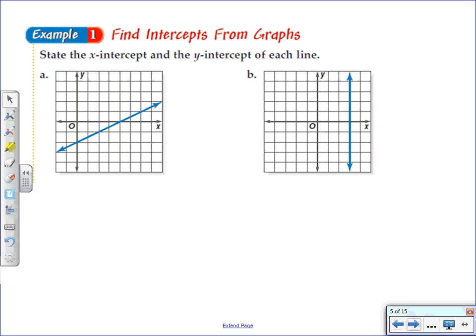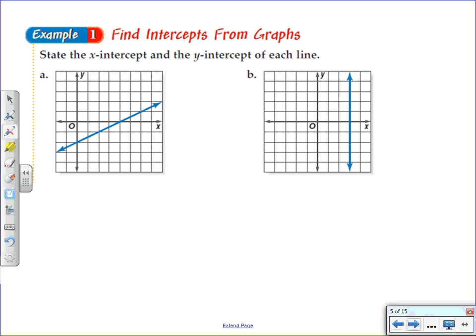Here are a couple of problems we'll try together. You can try them by yourself. We can stop the video, and you can try it without hearing me do it, and then listen to me in a second and see if you got it right. So state the x-intercept and the y-intercept of each line.